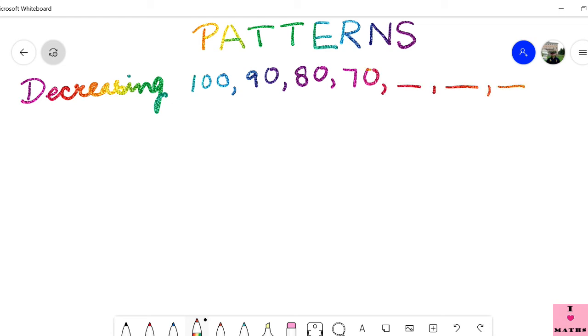Okay. Now, very easily, since you have seen increasing patterns, you will be able to make out that the numbers are decreasing by 10. We have 100, then 90, then 80, then 70, then we will have 60, then we will have 50, and then we will have 40. So the numbers are decreasing by 10.